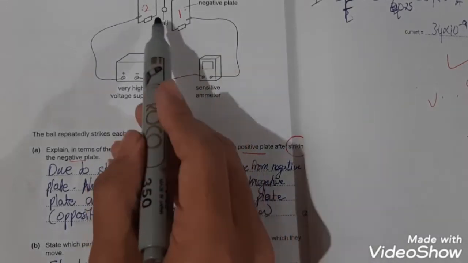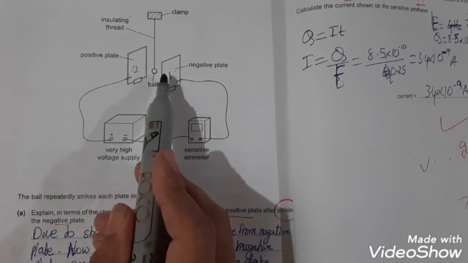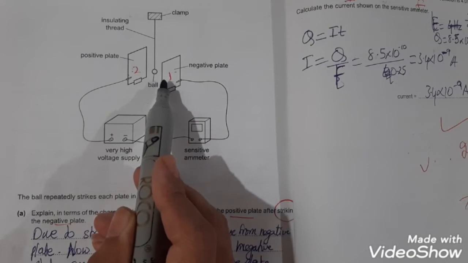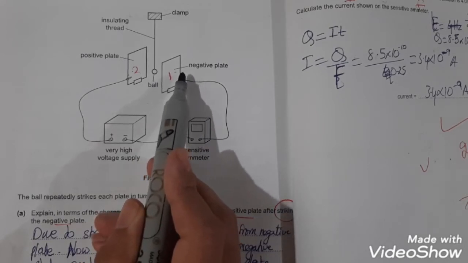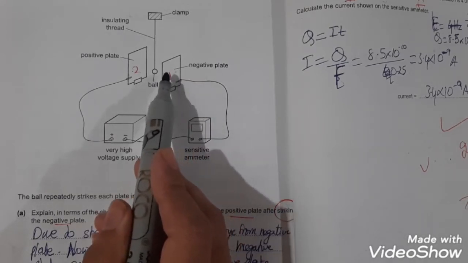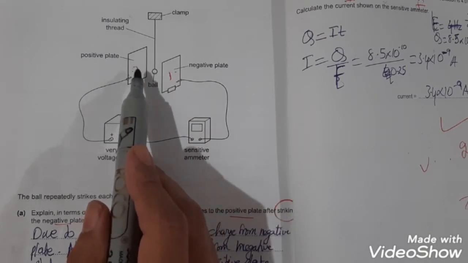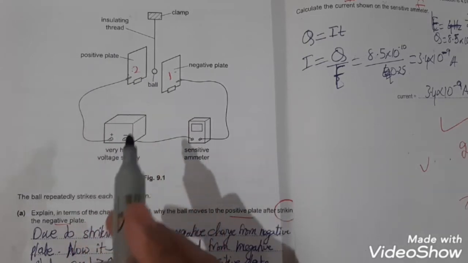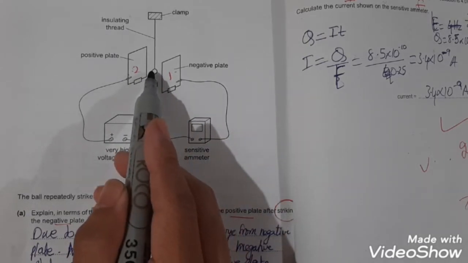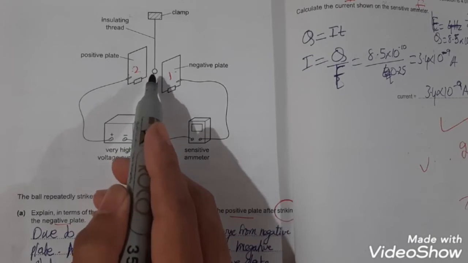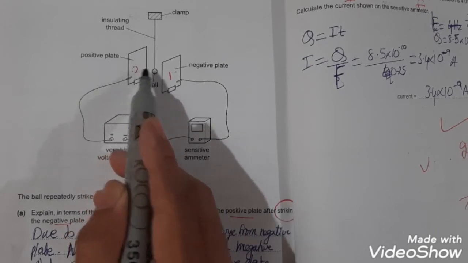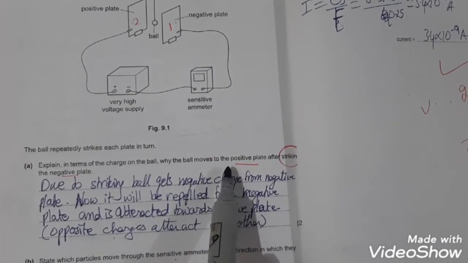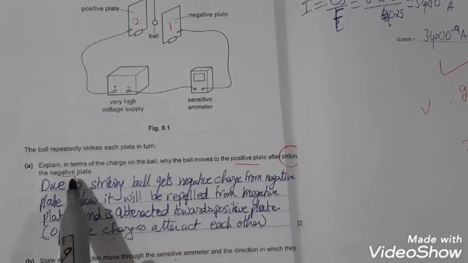So when the ball hits the negative plate, it becomes negatively charged from the negative plate, and then it's repelled from the negative plate towards the positive plate and it's attracted to the positive plate. So in this way, the electrons are being transferred from the plate to the ball and then from the ball to the plate continuously. So the ball moves to the positive plate after striking the negative plate.